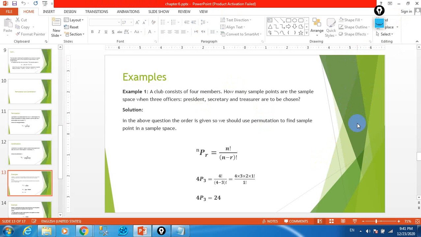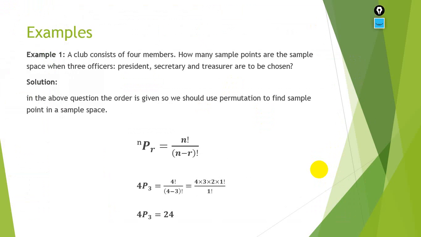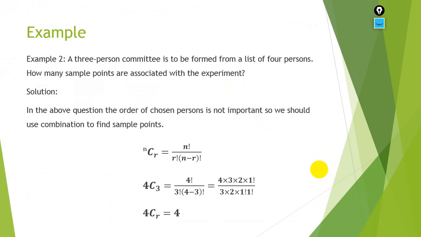Next example: a three-person committee is to be formed from a list of four persons. How many sample points are associated with the experiment? So here the order is not defined.